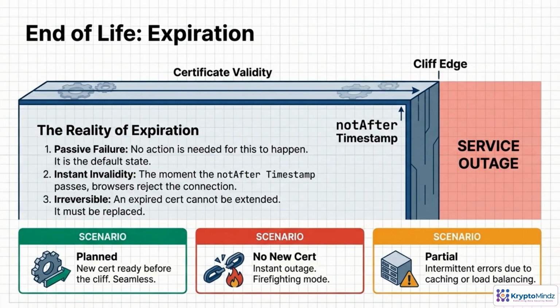Once a certificate is expired, you cannot extend its life. You must replace it with a new one. That's why expiration is often described as a cliff. Either you renew before the edge or you fall off.